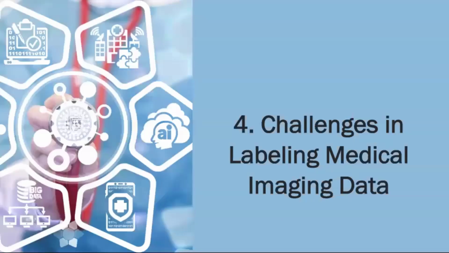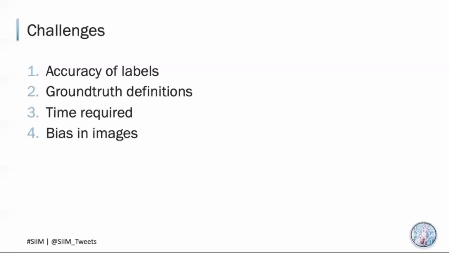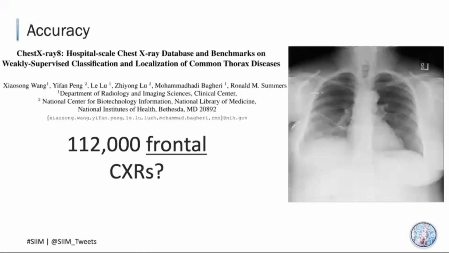Now that we know about the types of medical imaging labels, we'll move on to discussing some of the challenges in actually labeling these data. We'll review the following 4 challenges: accuracy of labels, ground truth definitions, time required for labeling, and bias that may be present in images. The first challenge is accuracy of data.